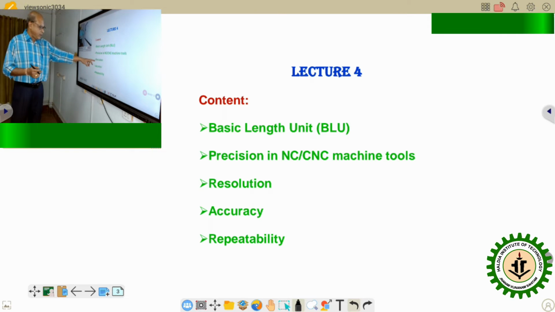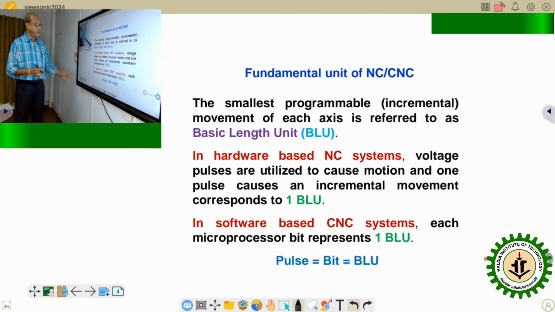There are 3 prominent parameters. One is resolution, second is accuracy, and third is repeatability. So these 3 parameters together capture the precision of NC CNC machine tools. So let us first come to the basic length unit of the NC CNC machine tool.